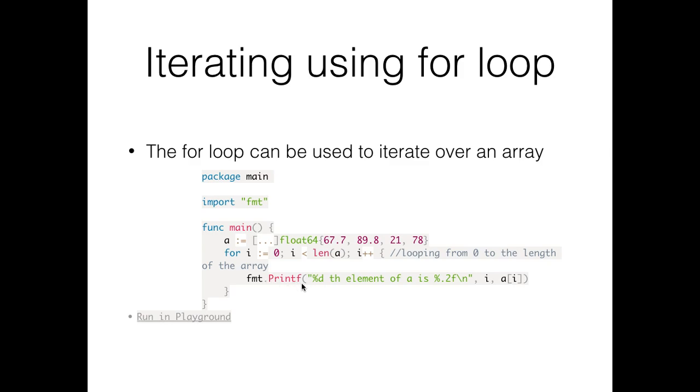Printf is used to format the output that you're trying to output. You can use %d, which means it is a decimal value, and %.2f, which means it is a float value with 2 decimal places. So you can see here that the index i goes from 0 to length of a minus 1, and the index and value are printed here.